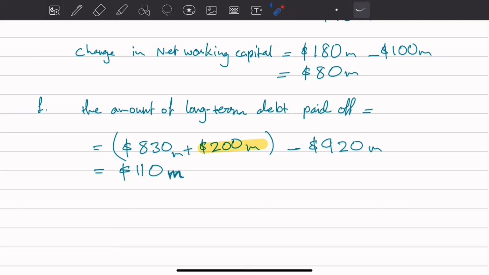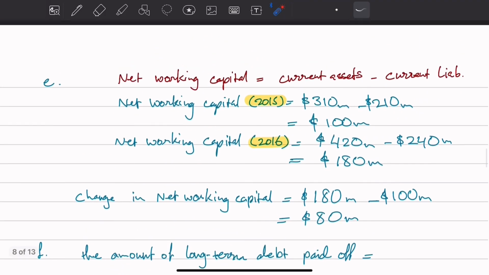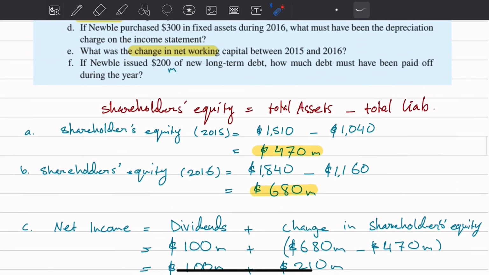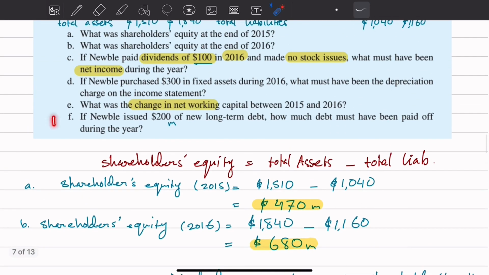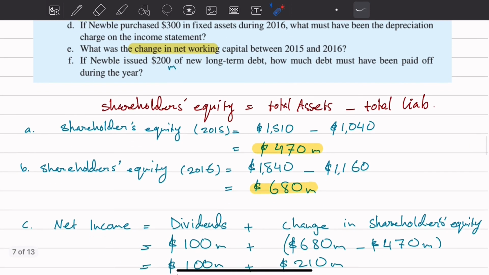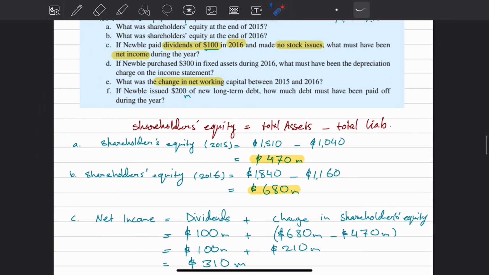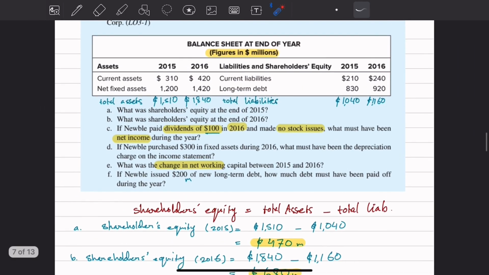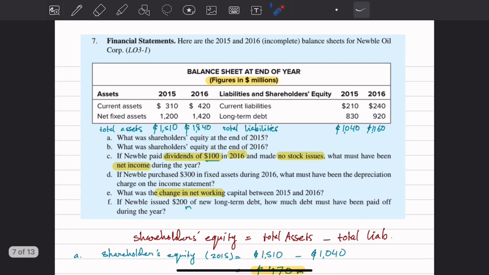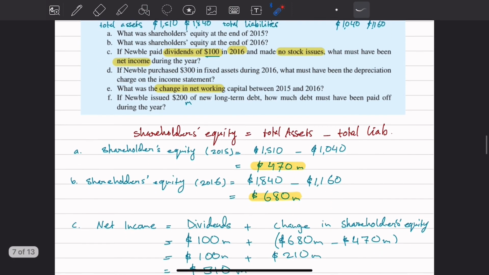All right. This was the last part of this exercise, I think. Yes, part F. So I hope that you found this video useful. This is how you can go about solving problem number 7.